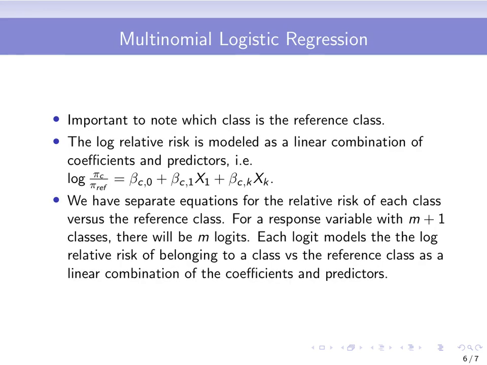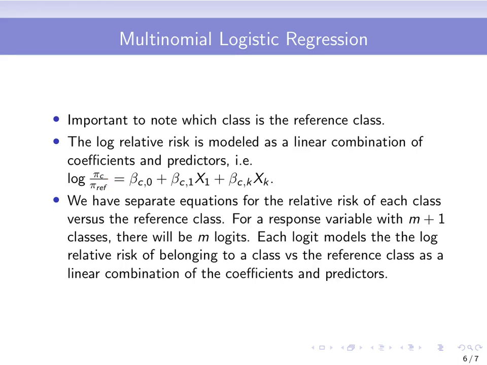We then moved on to multinomial logistic regression, which allows us to have a response variable that has more than two classes. The key idea here is it's always important to note in your response variable which class is going to be the reference class, because what happens is that you're modeling the log relative risk as a linear combination of your coefficients and predictors, and the log relative risk compares the probability of belonging to class C versus the probability of belonging to the reference class.